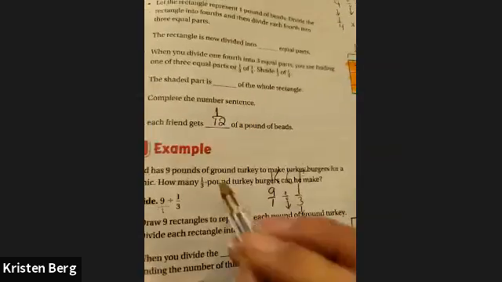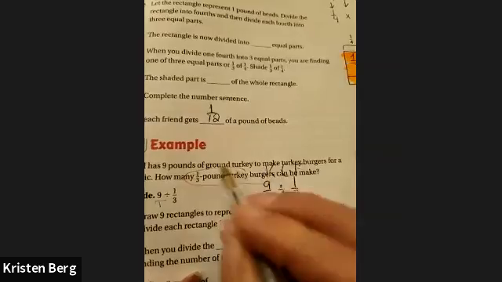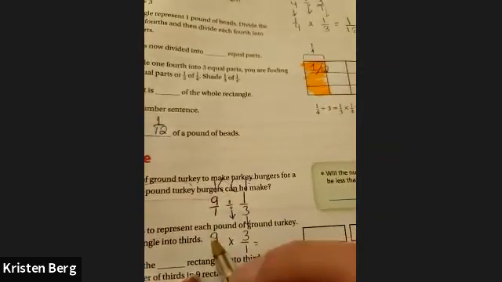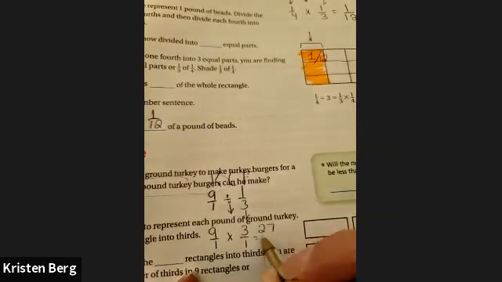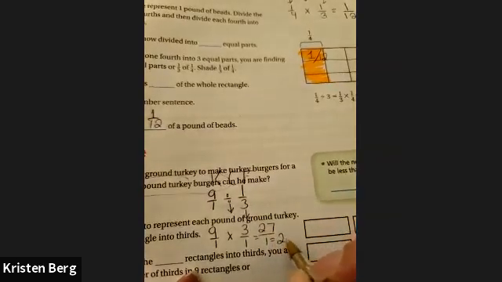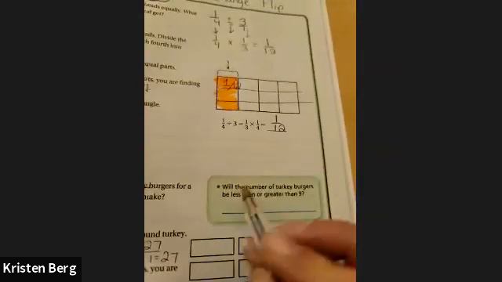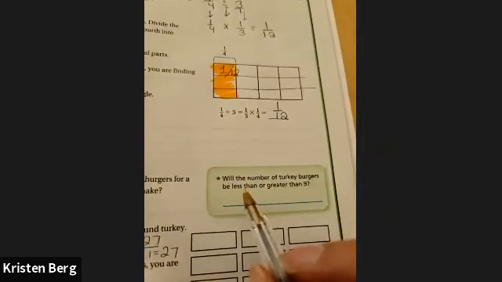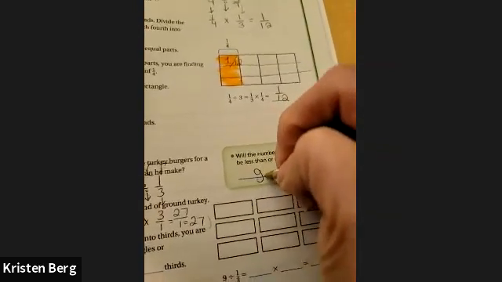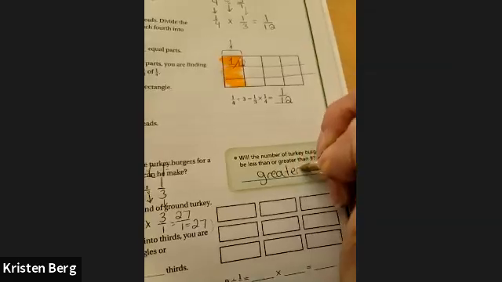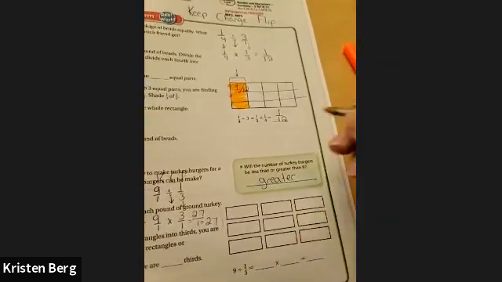So if you did this, how many 1/3 pound turkey burgers can they make out of this? It'd be 9 times 3, which is 27/1, which is 27. So will the number of turkey burgers be less than or greater than 9? Well, here it's going to be greater than 9 because you're taking parts of each of those 9 pounds.